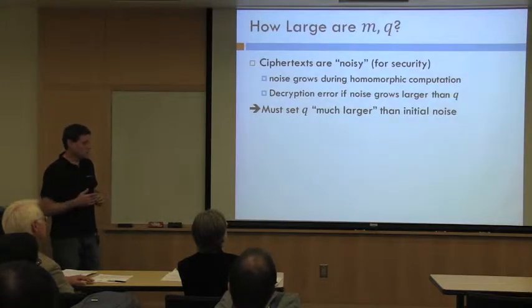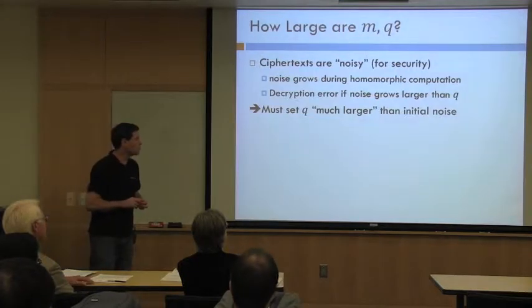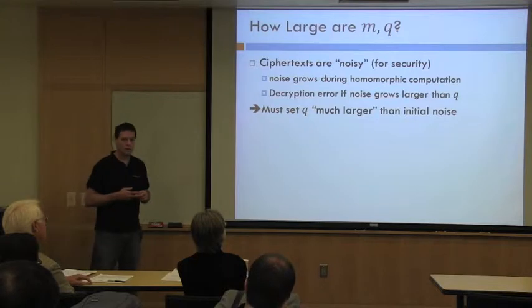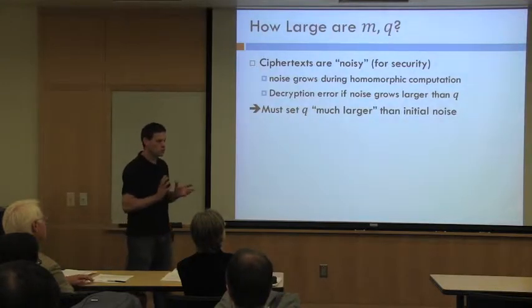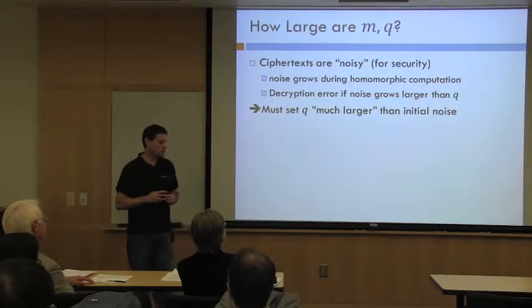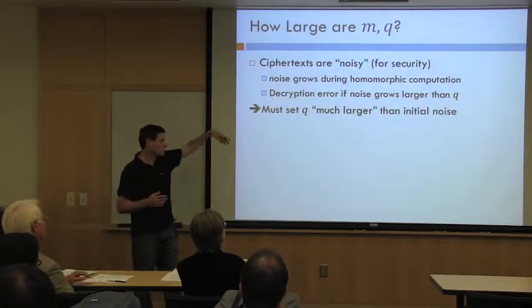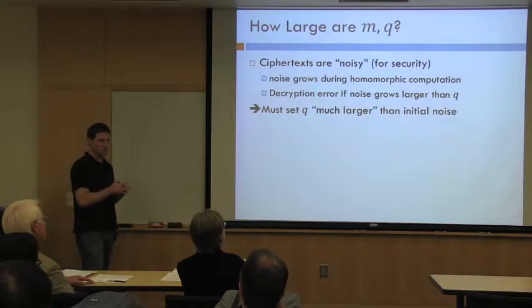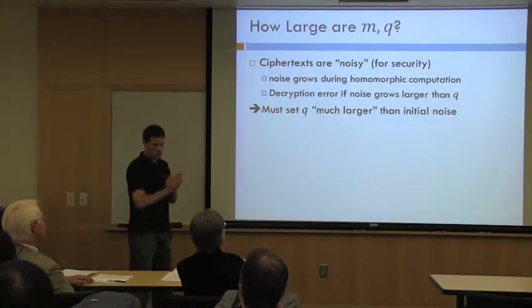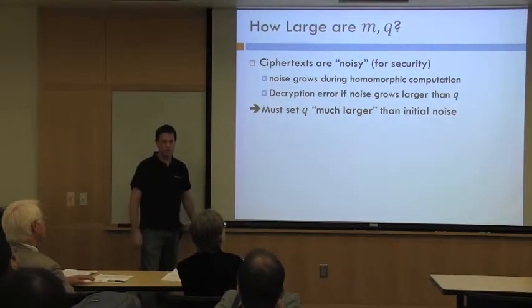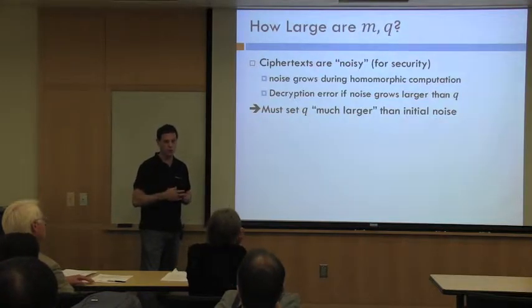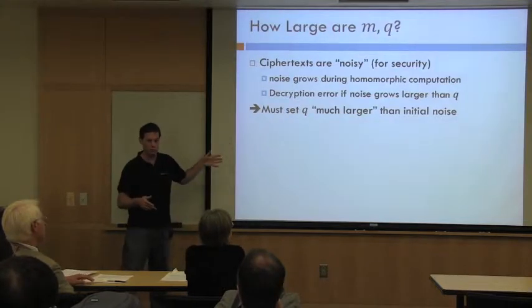Why? Well, ciphertexts are noisy. We have to put noise in them, otherwise the system is broken. The noise grows while we do homomorphic computation, and if it ever grows above Q-ish, then we get decryption error. So we cannot do too many operations because otherwise the noise will grow. If we want to do more than that many operations, we need to take our Q large enough. So we have some initial noise that we need to put in this ciphertext for security, and then we want to do a depth 50 circuit, so we can compute that this initial noise going through a depth 50 circuit cannot grow more than blah, and then we make our Q 4 times blah.